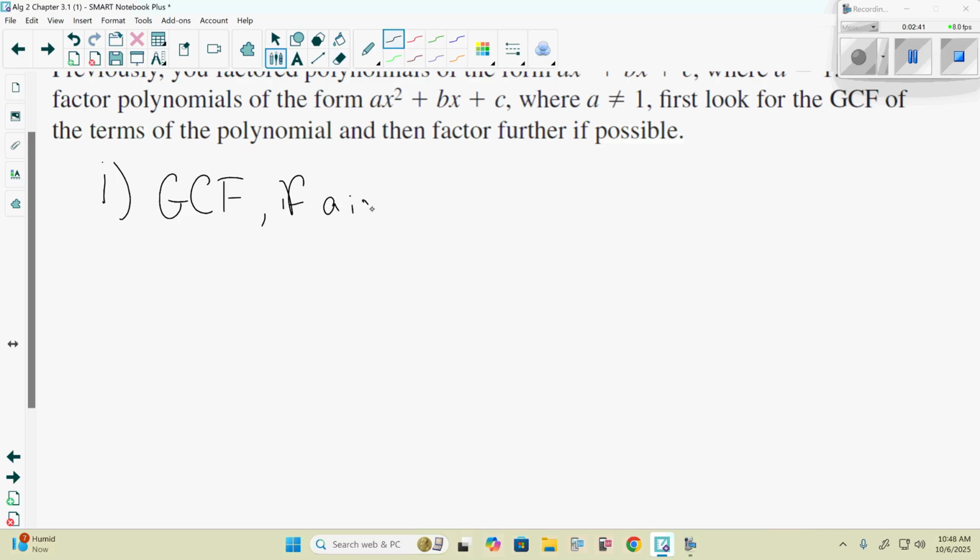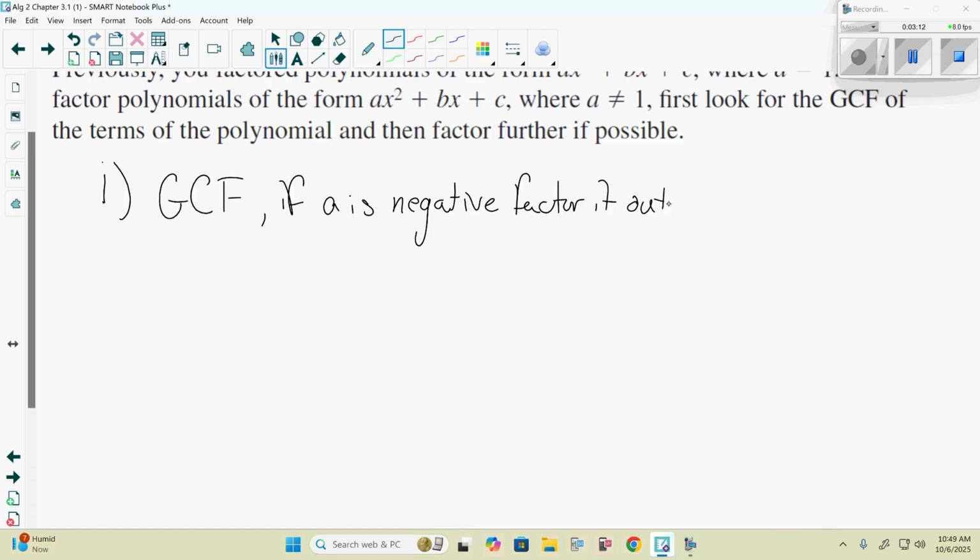If a is negative, factor it out. So if there's a greatest common factor, there's a number in common with all three terms, we're going to factor it out. If a is negative, if that first number is negative, we factor it out. And if there's a number in common and a is negative, we factor it out. So first is our greatest common factor.